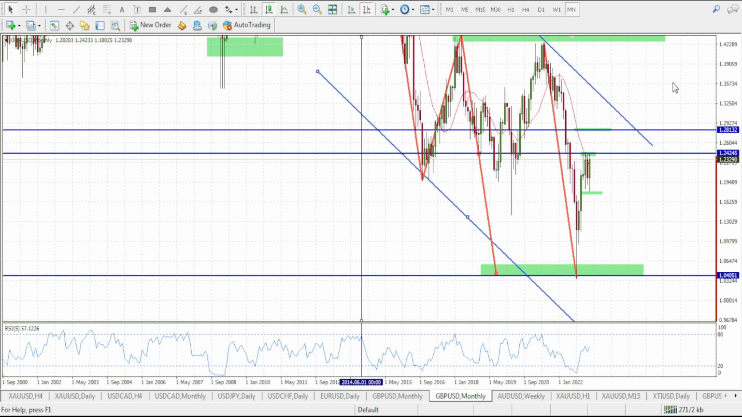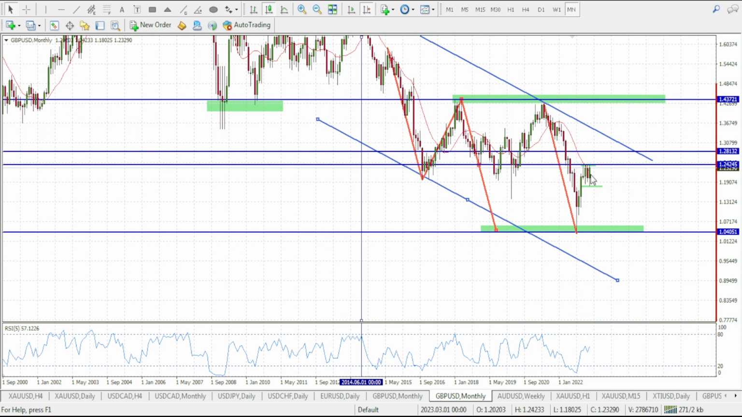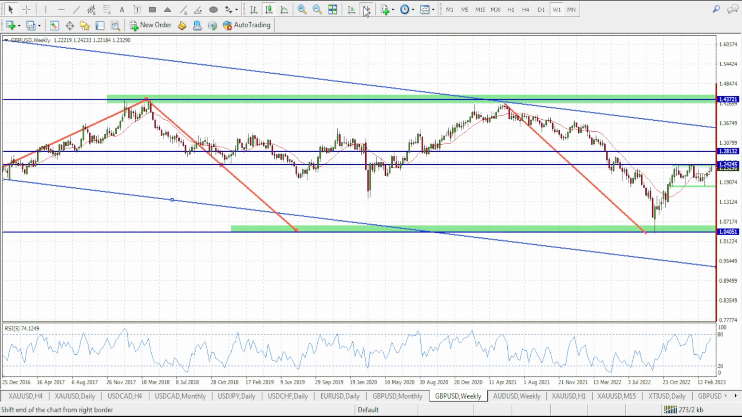On the monthly time frame, I have a clear projection that 1.28132 is the level, though it may go so much up, but for now I am just assuming this Fibonacci on the weekly.